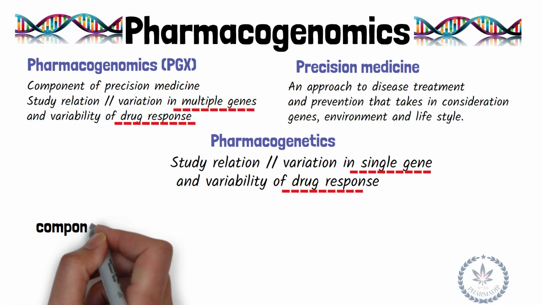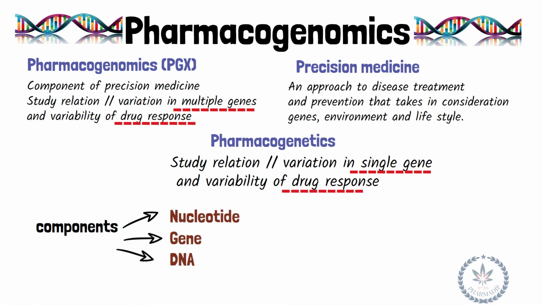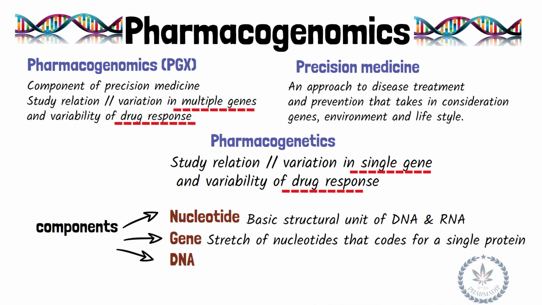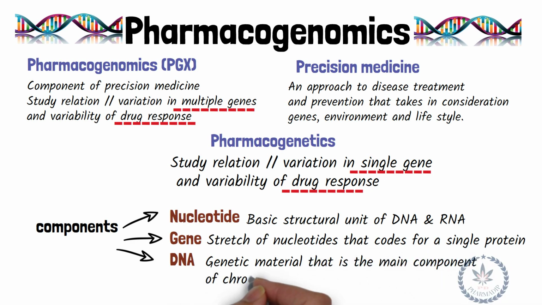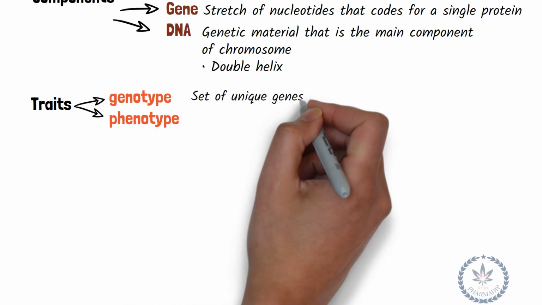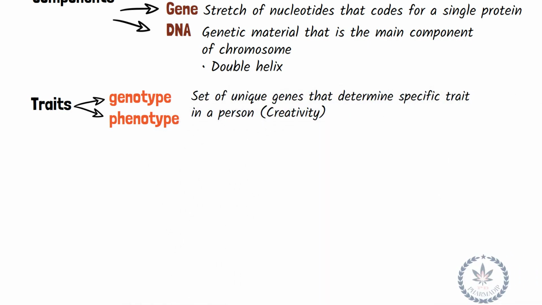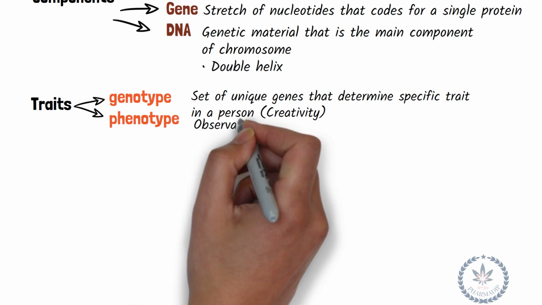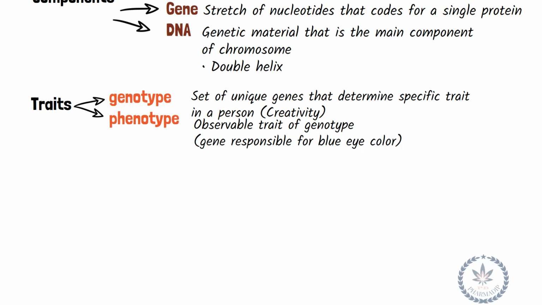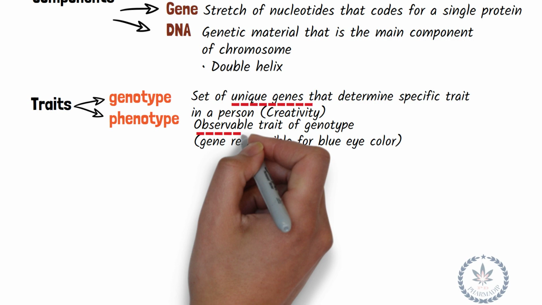Now let's look at the components. Nucleotide is a basic structural unit of DNA and RNA. Gene is a stretch of nucleotides that codes for a single protein. DNA is genetic material that is the main component of chromosome and is a double helix. Traits in pharmacogenetics are classified as genotype, the set of unique genes that determine a specific trait in a person, such as creativity, and phenotype, the observable trait of a genotype, such as the gene responsible for blue eye color. What is the difference? Genotype is a unique trait, whereas phenotype is an observable trait.